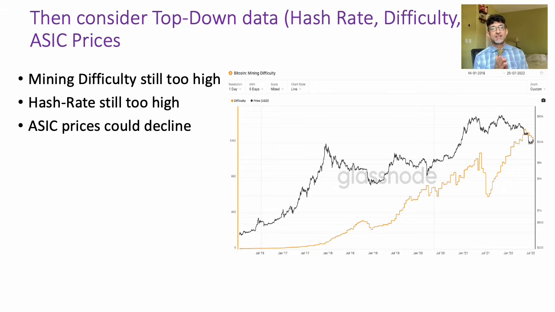Another way of calculating the bottom, the floor price for Bitcoin, is looking at production cost. And I think production cost could go lower. This is because we haven't seen a sharp decline in the difficulty rate, hash rate, or even ASIC prices. These all could come down.